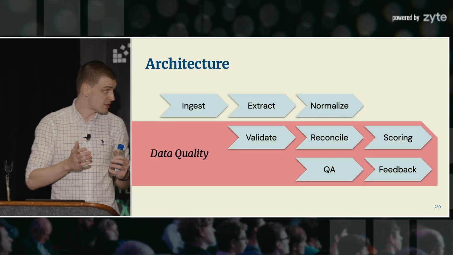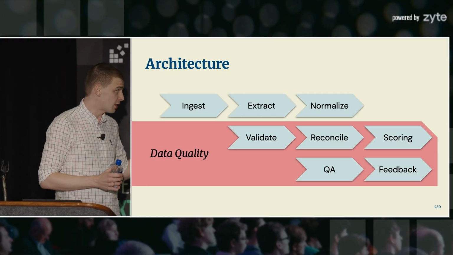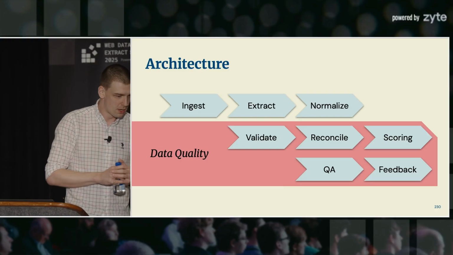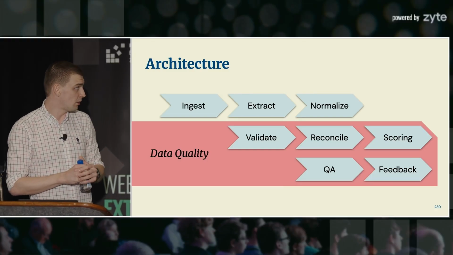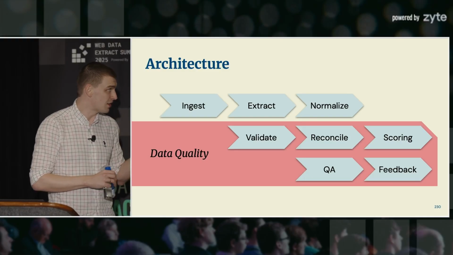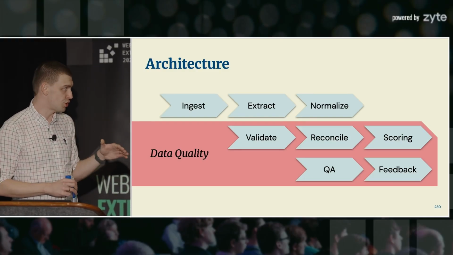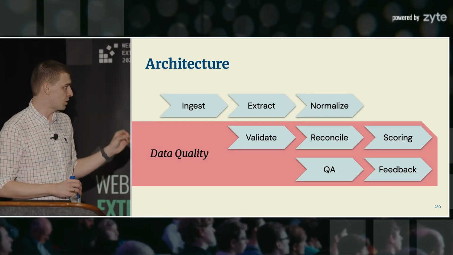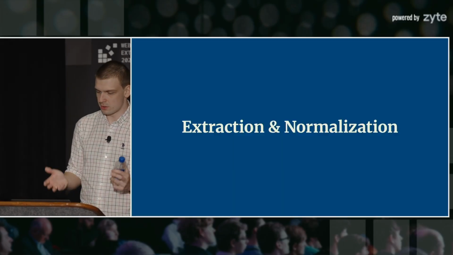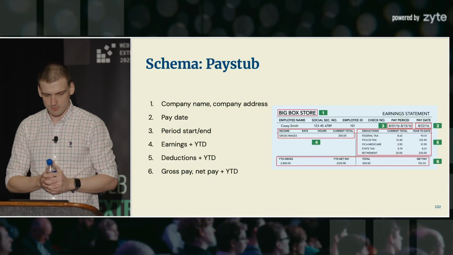Our system works in stages: ingest, extract, normalize, validate, reconcile, scoring, QA, and feedback. Think of it as a pipeline where quality checks improve parsers over time. While the first part is already challenging in itself, today we'll focus on the data quality part. Let's take a brief look at data extraction from these documents.